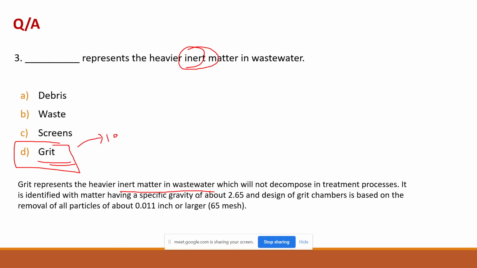It has a specific gravity of about 2.65, and the design is based upon the particle size. There are different mesh sizes, and according to the mesh size, particles of a certain size will get removed from the wastewater. So grit is the inert material which is removed during the primary or the preliminary stage.